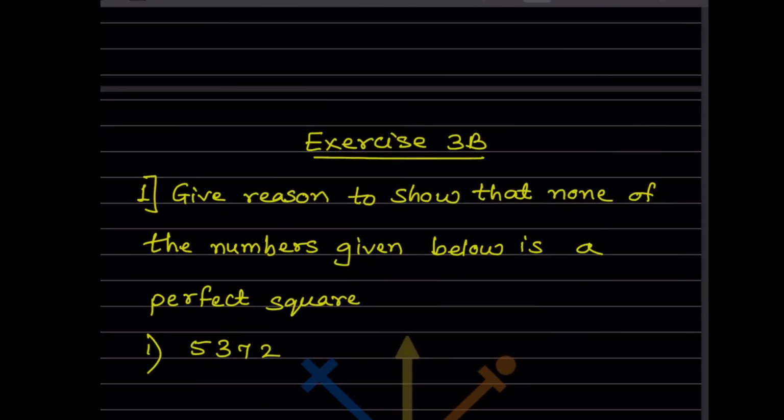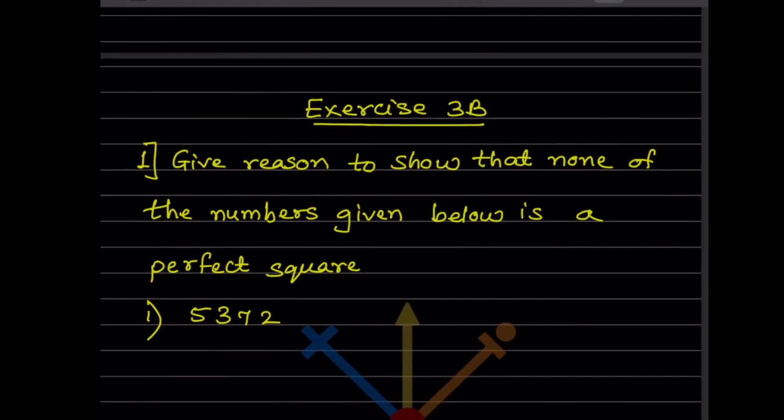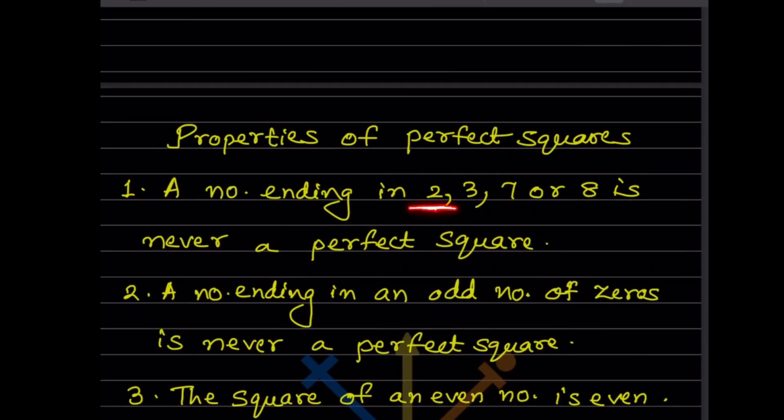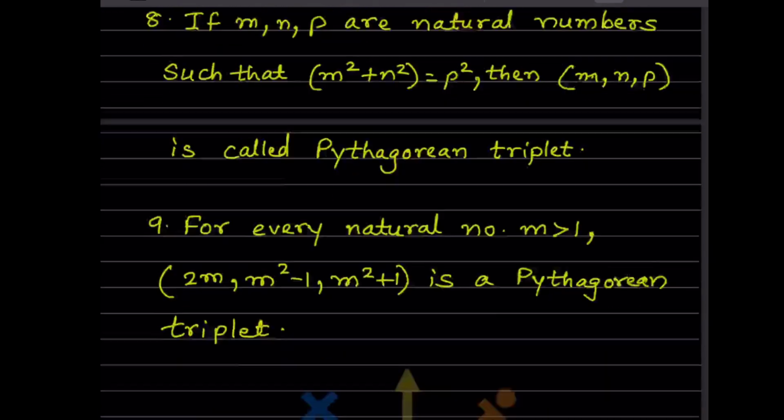Now see here, it's given: give reason to show that none of the numbers given below is a perfect square. Now we have seen the properties, and you can have a look at it and note it in your book. Here the ending digit is 2. We have seen in the first property that if the ending digit is 2, 3, 7 or 8, it is not a perfect square.